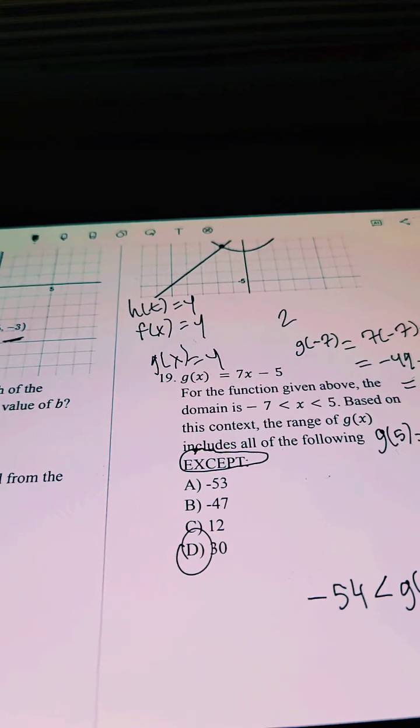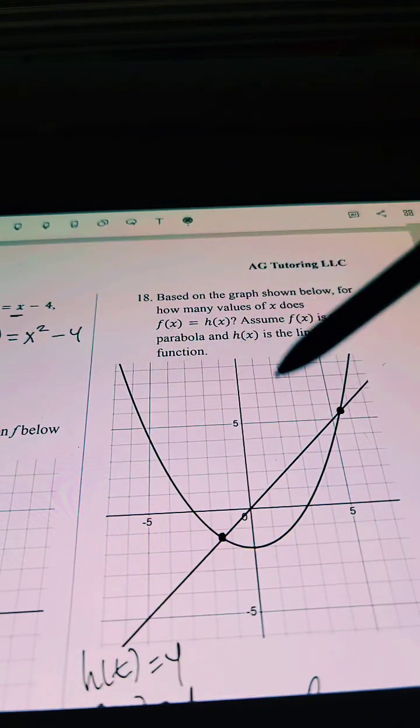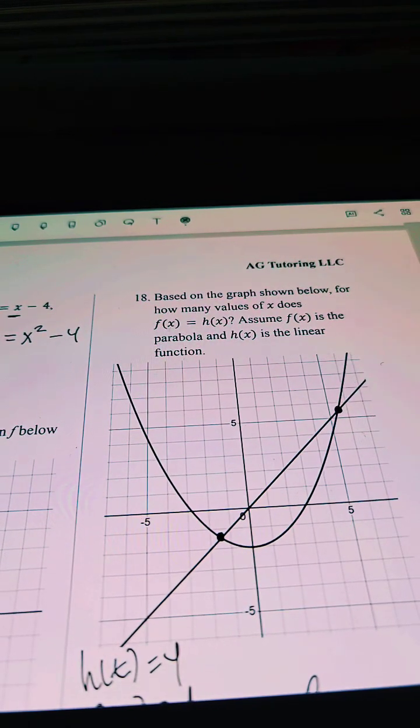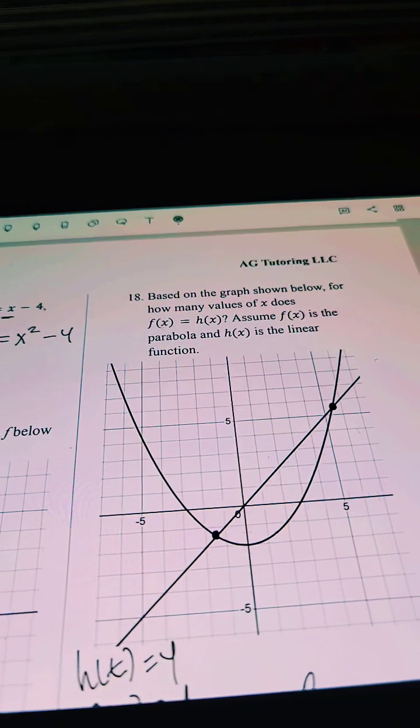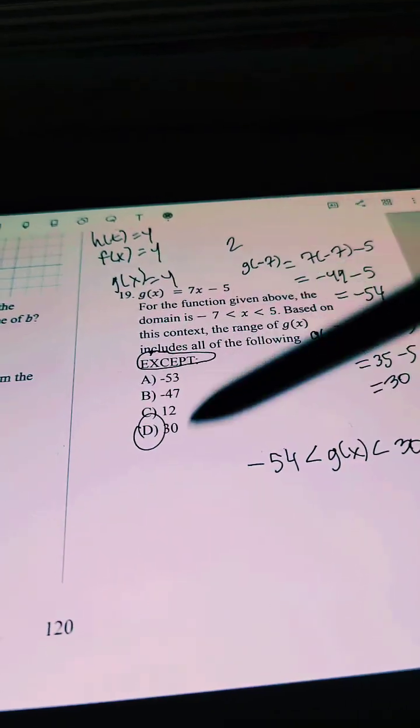Oh, no, I meant for number 18. Well, for number 18, you would be provided the graph. Just like it is here, you're given the graph, and then you have to look at it to answer the question. So you don't need to graph it because it's already given in the graph.